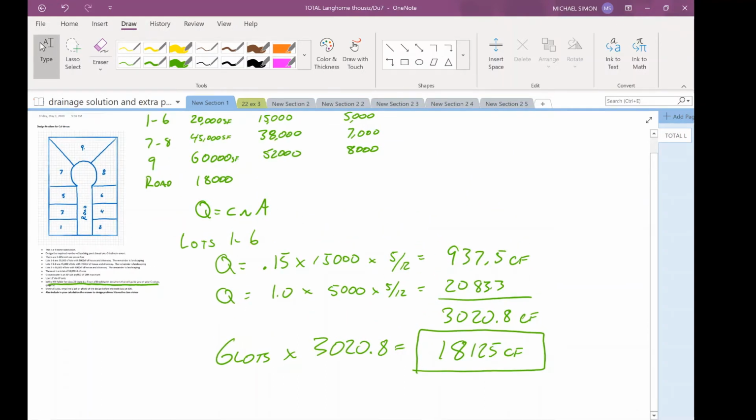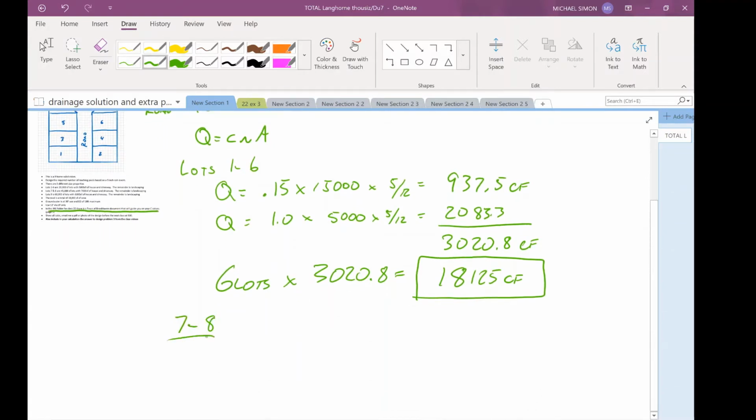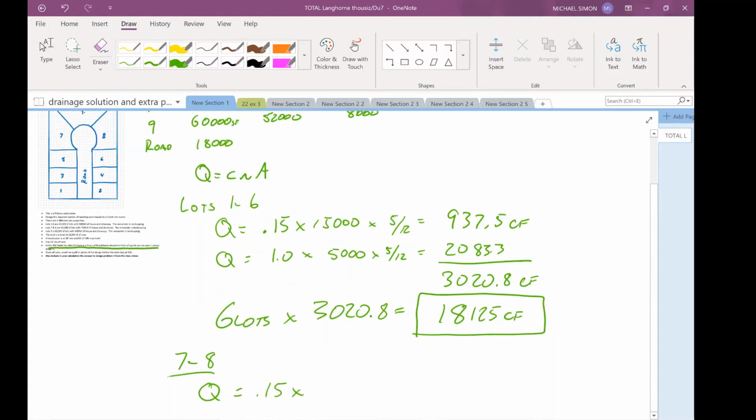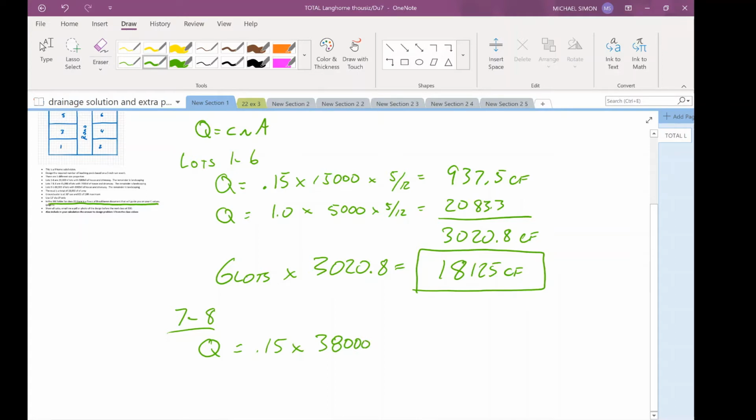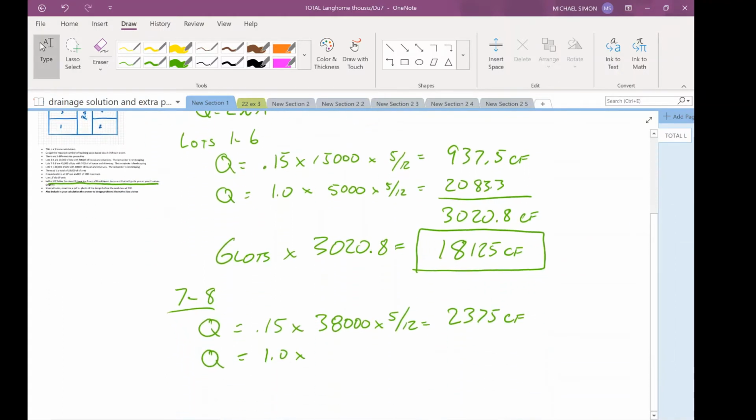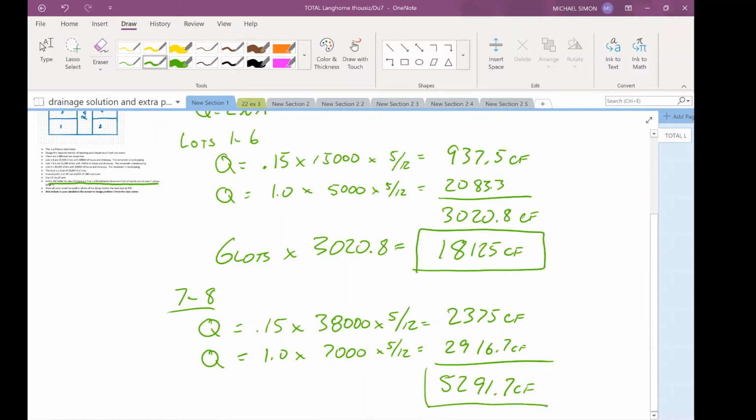Now I'm going to take a look at lots 7 and 8. So for the landscape, 0.15 times 38,000 times 5 over 12 is equal to 2,375 cubic feet. Then we take a look at the amount going into the house and driveway. It's another 7,000 square feet times 5 over 12, which is 2,916.7 cubic feet, plus 2,375 is 5,291.7 cubic feet. Okay, and we're going to put that off to the side.